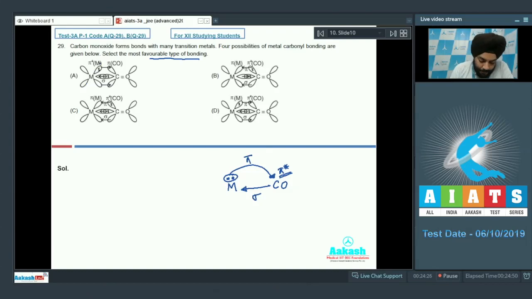The pi bond is from the pi orbital of the metal to the pi star of the CO. So it is incorrectly represented. If you look at the second option now, the sigma bond is incorrectly represented as well as the pi bond.